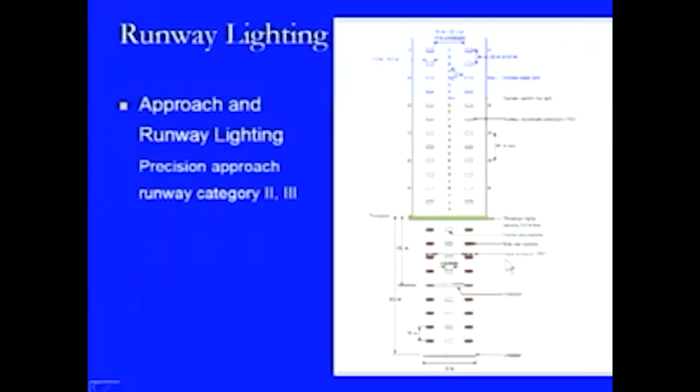Then we look at the approach and runway lighting for the precision approach runway category, which are category 2 and category 3. Here this is a green color lighting system. Then we have the high intensity lighting system with the central white lighting system. Then there is a crossbar light being provided here. After this, there is a center line lighting system being provided at a 15 meter center to center distance, and then these are the runway touchdown zone lighting system. So, this is for two types of categories as listed here.